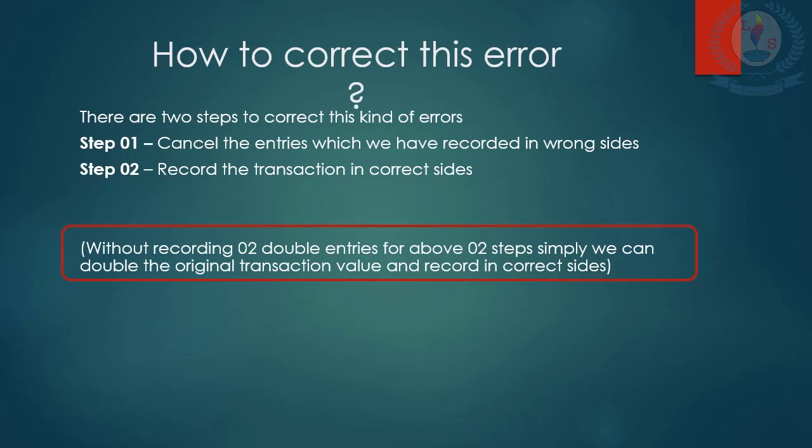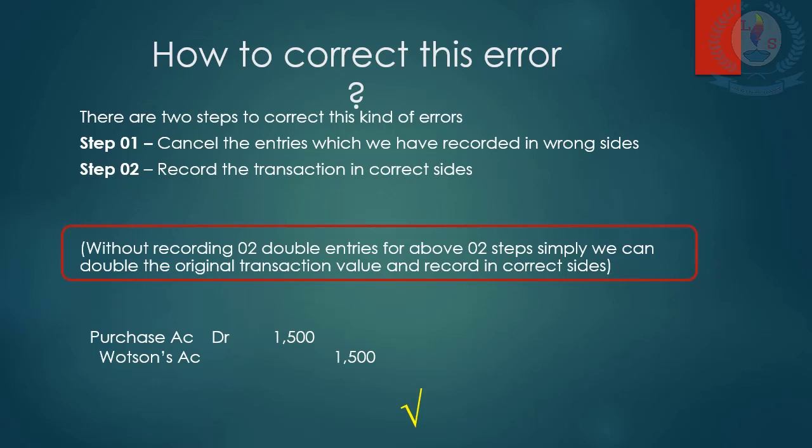To correct this error, you have to double the original transaction value. That is the important part. You have to double the original transaction value. Example: the original transaction value is, if you can remember, 750. Now to correct this error, you have to double the original value. Therefore, purchase account debit 1500 and Watson's account credit 1500.